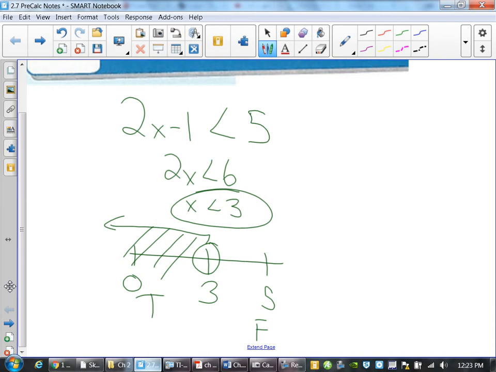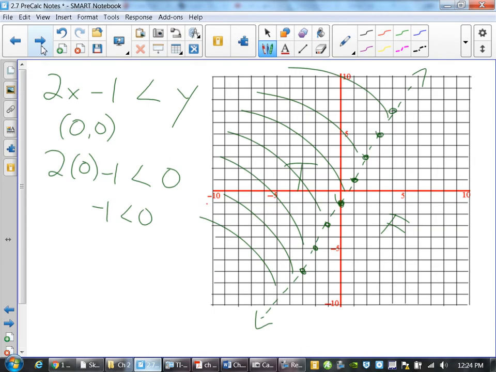Yes, ma'am? So you said 0, 0 is just like, do they both have to be the same number? You could pick whatever you want. I could have picked negative 10 and 0. I could have picked any one of those. 0, 0 is just really easy to work with.